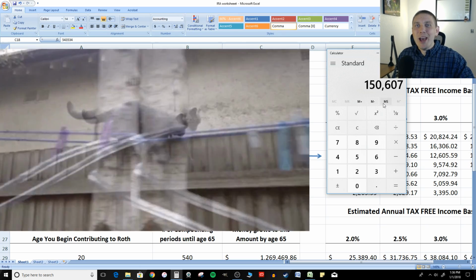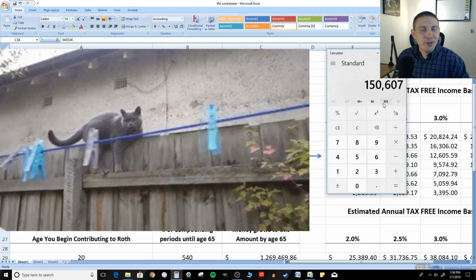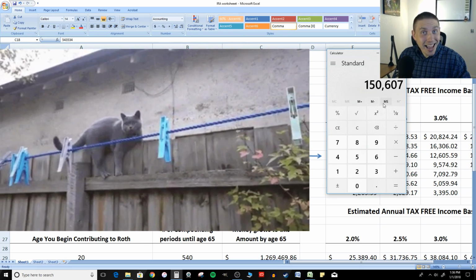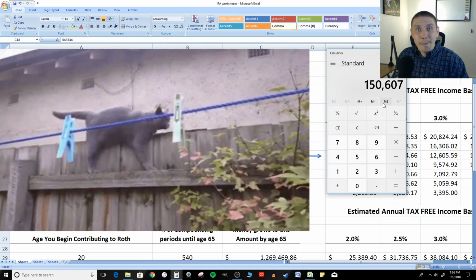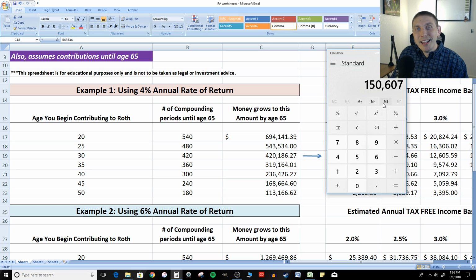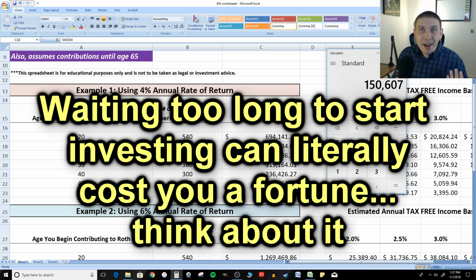Now is the time. If you have a spouse, you're saying, "Oh, please, honey, we got to start one of these things." Today is the day. Now is the time. You can show them this spreadsheet and you can show them mathematically how much it's costing you just by waiting.